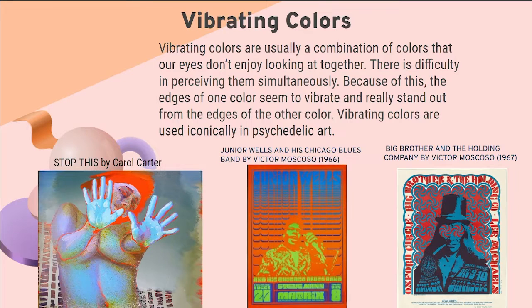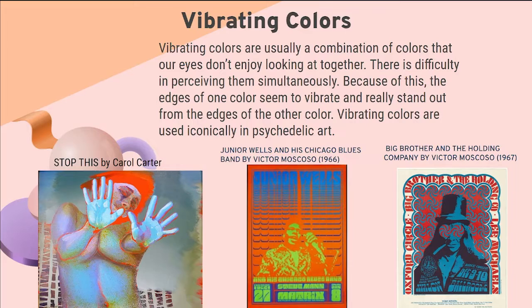Next, we're going to talk about vibrating colors. Vibrating colors are usually a combination of colors that our eyes don't enjoy looking at together. There is difficulty in perceiving them simultaneously. Because of this, the edges of one color seem to vibrate and really stand out from the edges of the other color. Vibrating colors are used iconically in psychedelic art.